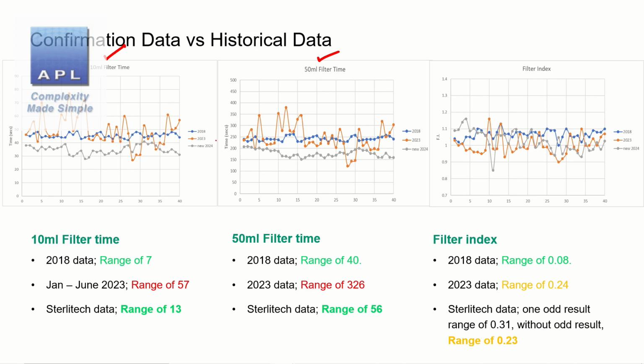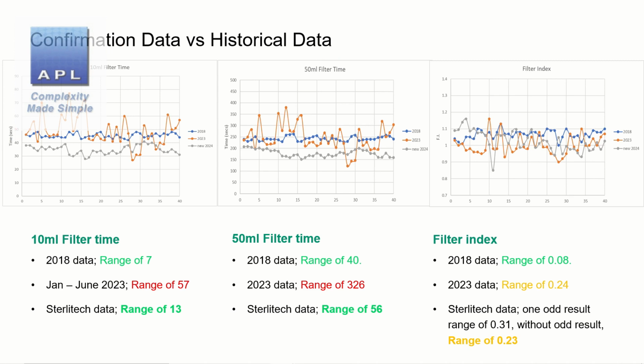Now what we've got, look, is a graph of the 2018 performance of this process. That's the blue line that you can see, and it's a really consistent process. So the filter time is around about 45 seconds on average, and it's sitting between about 42 seconds and 48 seconds. That's its natural process behavior. The blue line was the original process behavior.